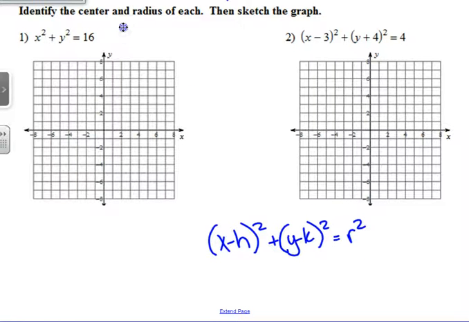So when I look at number 1, the center of my circle is at the h and the k, and you'll notice there's nothing being subtracted or added to x and y, which must mean my center is at 0, 0. And then the length of my radius, remember this number that's off to the side of the equation is the radius squared. So if I think backwards, square rooting my radius squared, or square rooting a 16, would give me a radius of 4.